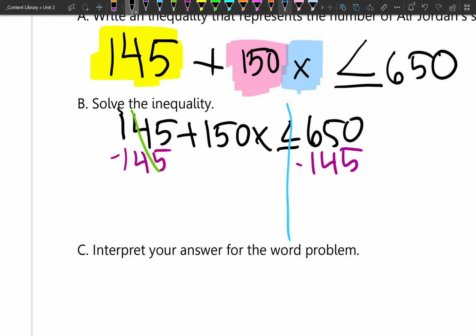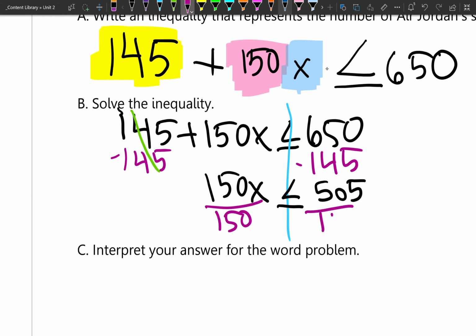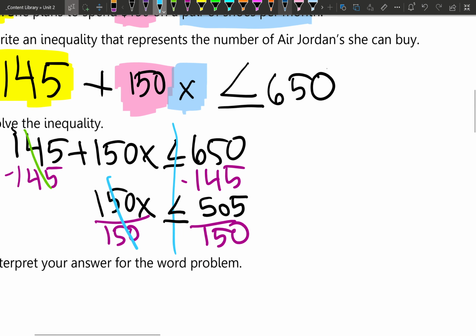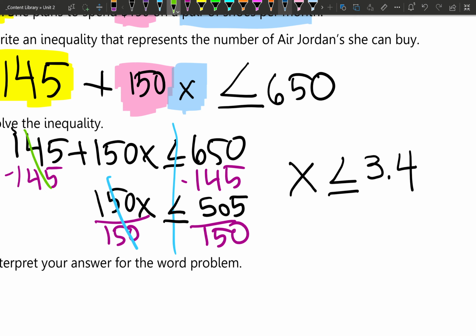On the left, we have 150x left over, less than or equal to 650 minus 145, which is 505. Next, let's finish up by dividing both sides by 150. Okay. On the left, we have x left over, which is perfect. That's what we wanted. I'll rewrite that. There we go. It's still less than or equal to. 505 divided by 150 gives me 3.36, I believe, which I'm going to round to 3.4.